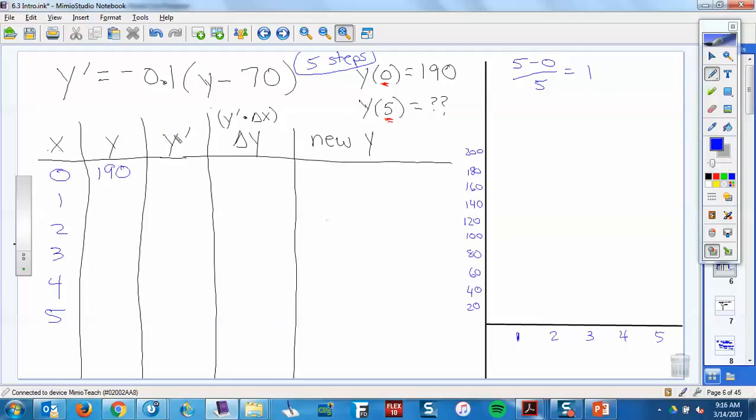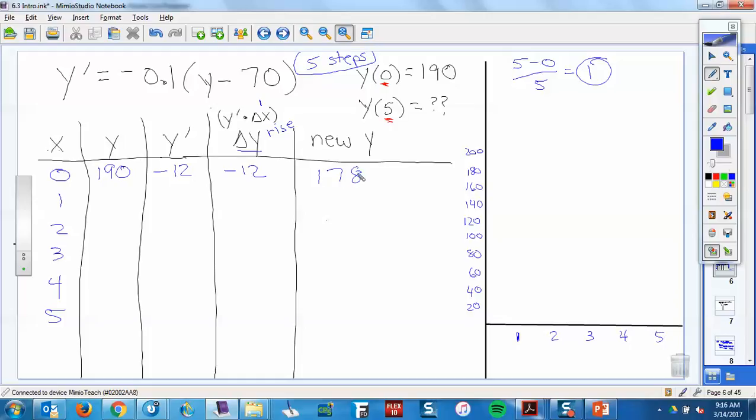So I needed that. Now what's my y prime? What do I plug in? Plug in a y. So I need the 190. 190 minus 70 is 120. What's 120 times negative 0.1? Negative 12. What's my rise, my change in y? Slope times run gives you rise. What is that? Oh, because what's our step size? 1. So negative 12, right? Our step size here is 1. So we're going to take our slope times 1.